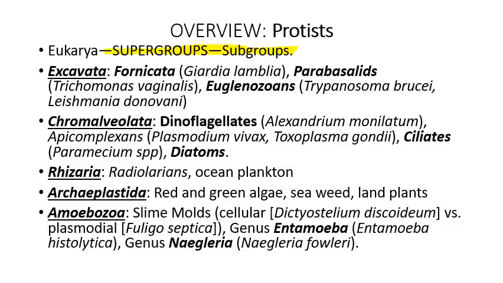The supergroup Excavata is one of the supergroups of protists. Another one is called the Chromalveolata, which includes a lot of the organisms that are present in the sea. The algae and the seaweeds and things evolved from a supergroup of protists called the Chromalveolata. Then again, in the ocean, there is a whole group of ocean organisms that evolved from a protist supergroup called the Rhizaria.